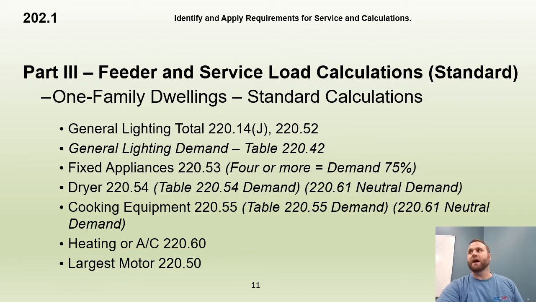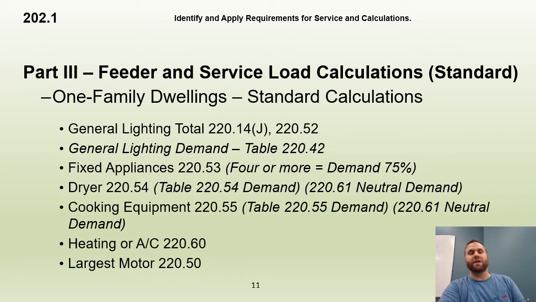No, it's not a portable appliance. It's a fastened in place appliance. So that's where 220.53 is where we're going to get our code references for calculating the total amount of fastened in place appliances in a single family dwelling unit.